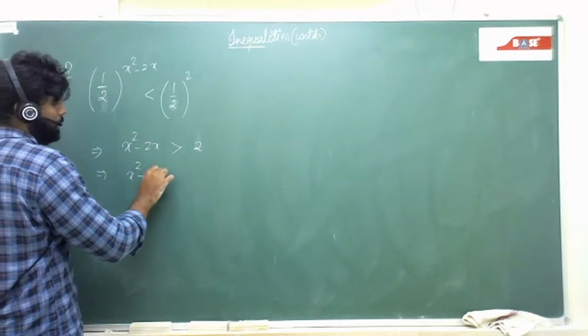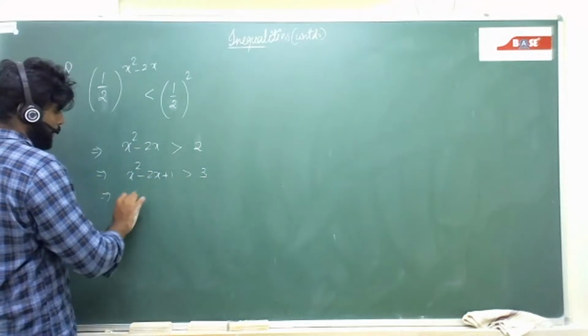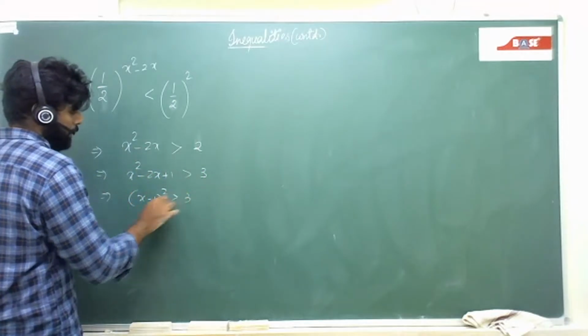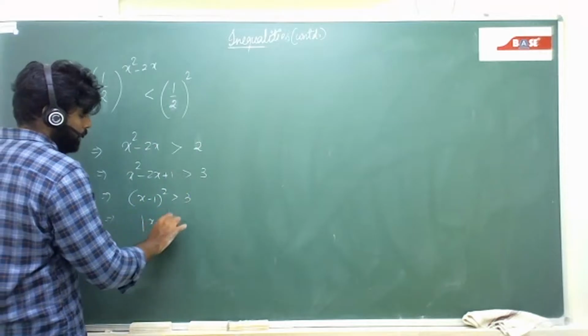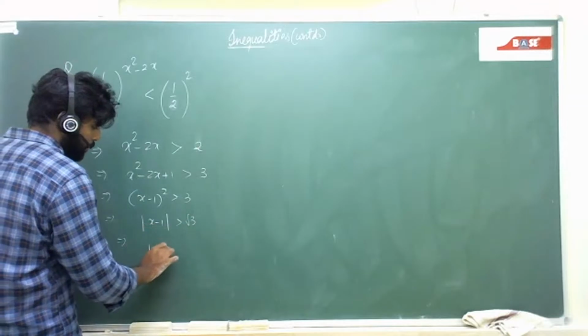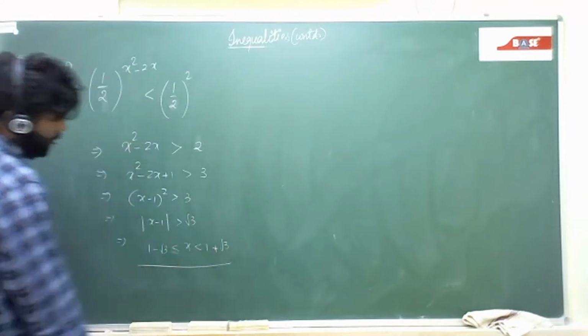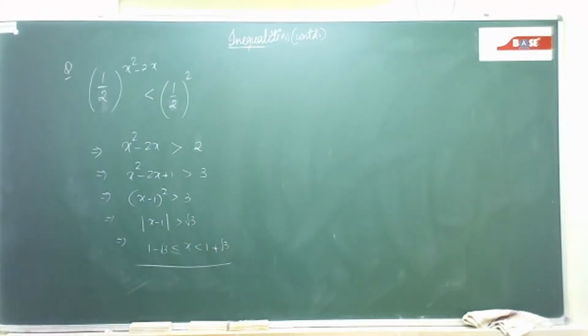So x square minus 2x plus 1 more than 3. So x minus 1 whole square is more than 3. So mod of x minus 1 is more than root 3. So finally what we can write here is 1 minus root 3 to 1 plus root 3. That's what the region is. Next.